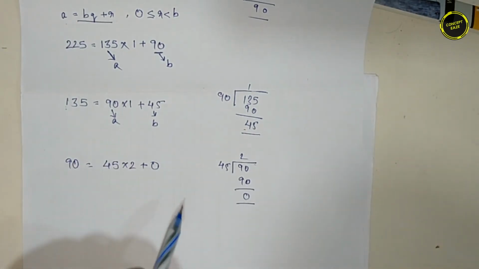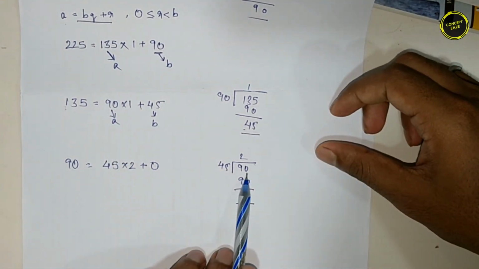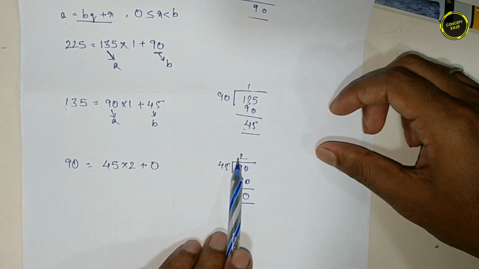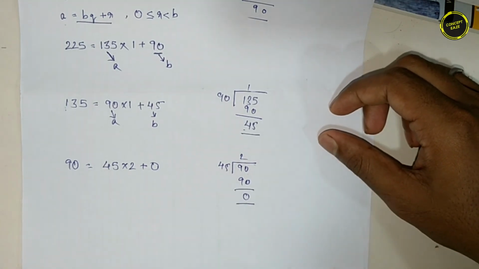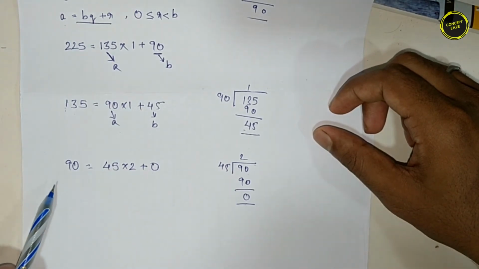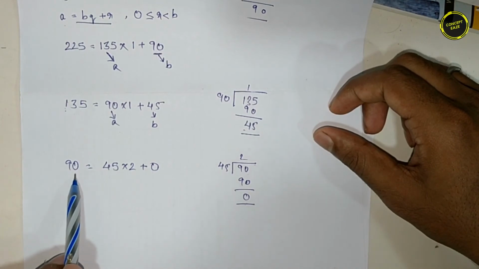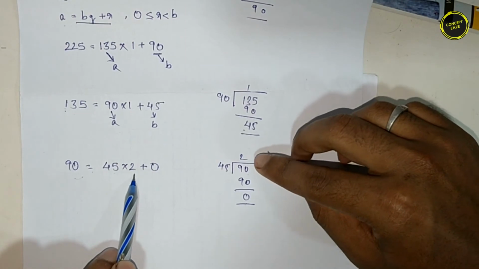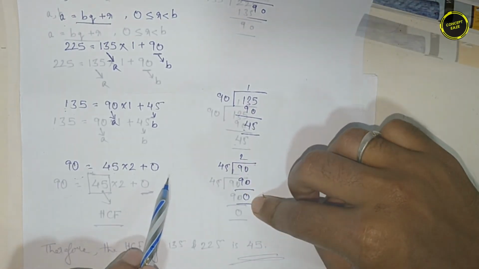As you see here, we repeat the same step again, where we have 90 as the dividend and 45 as the divisor. 45 twos are 90. The remainder we are left with is 0 in this step. So we express the same thing in Euclid's division algorithm: 90, our a, is equal to b, that's 45, into the quotient q, that's 2 in this case, plus the remainder, that is 0.